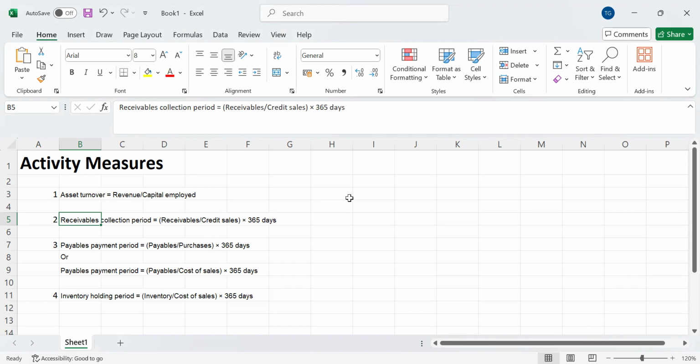If this is a very high number of days, then the organization is losing out on interest, which they could otherwise have earned from the bank if they were putting the money into a fixed deposit or investing it. So if the receivables collection period is very high, then it means that the organization is not managing the debts that are there very well.